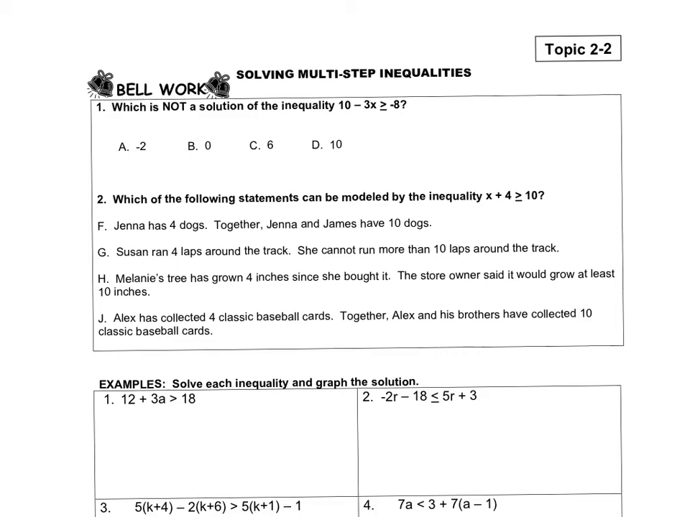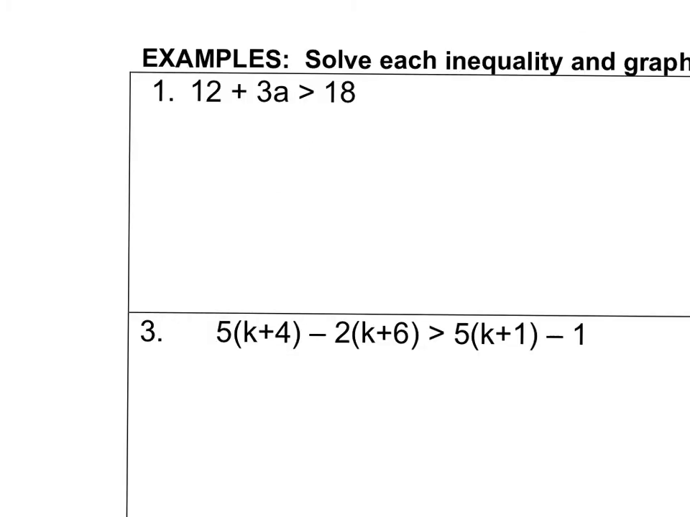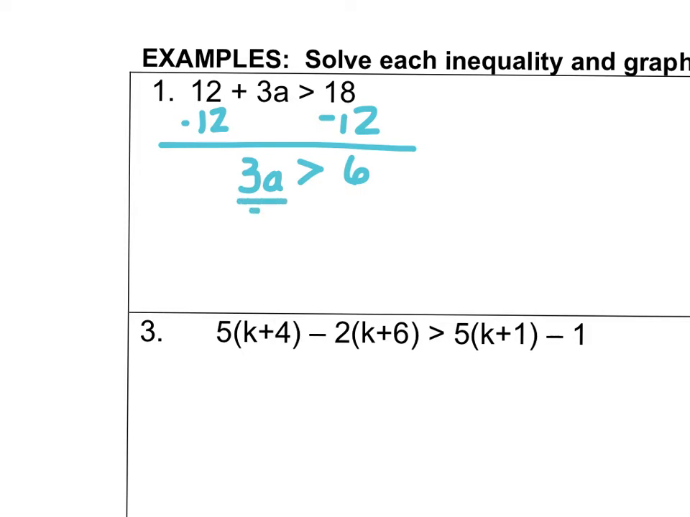Today we're talking about solving multi-step inequalities. Let's begin with example 1. We'll isolate the variable by doing the opposite operation on both sides. So we have 3a is greater than 6. We'll divide by 3 on each side, so a is greater than 2.